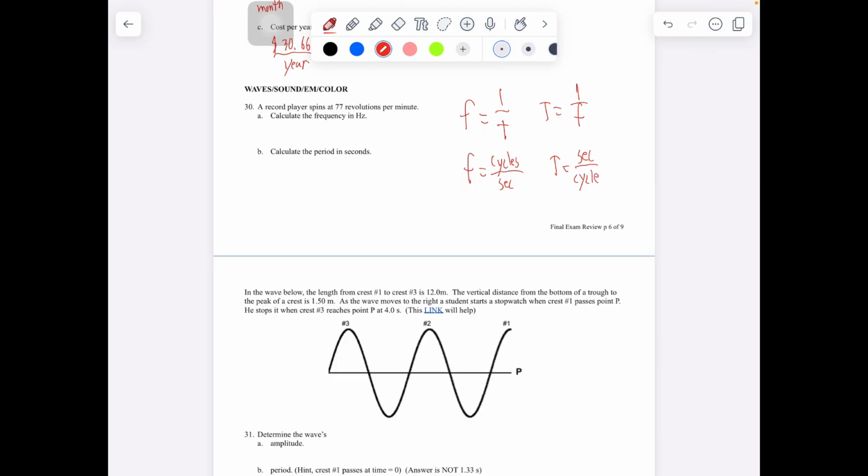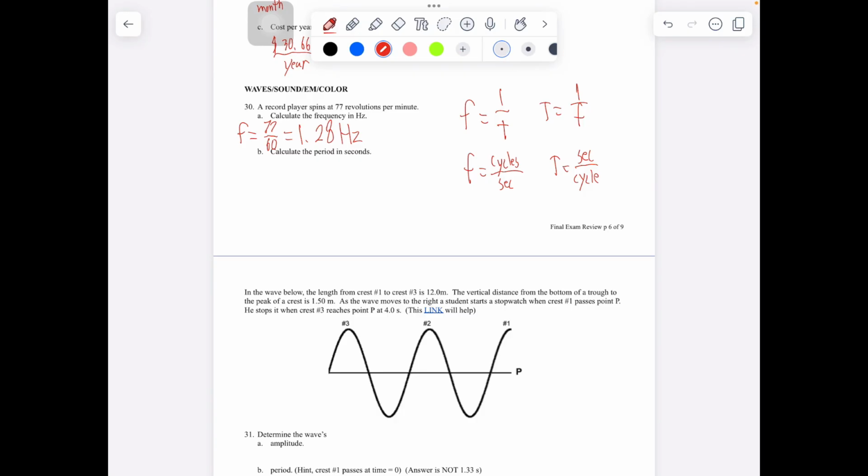So frequency is, of course, cycles per second. So frequency are cycles, 77 revolutions, 77 cycles per 1 minute. So that's 60 seconds. 77 over 60. And if we just go ahead and do a little calculation, we'll get our answer, 1.28 hertz.